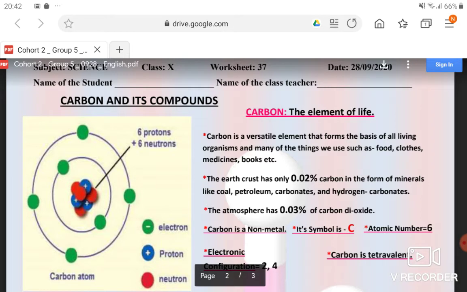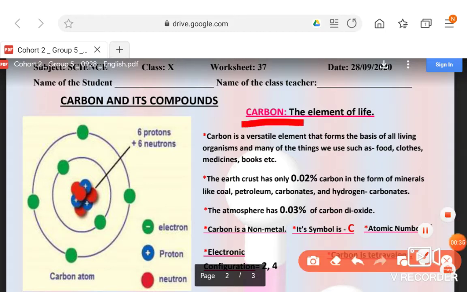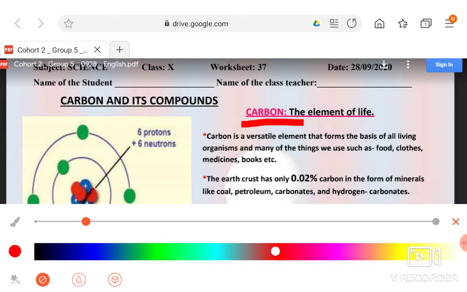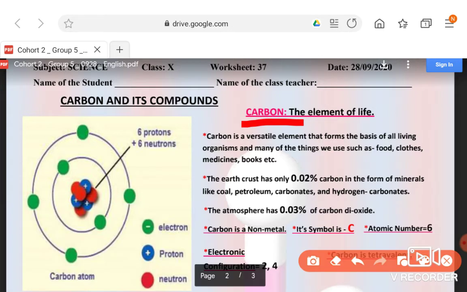In fact, we have many elements, like 106 or 108 elements, but we study carbon as a separate branch. At higher classes you will study it as a separate branch of chemistry, that is organic chemistry. Carbon, because it is a very versatile element. How it is a versatile element you will see in the chapter. Let us see. Carbon is a very versatile element.